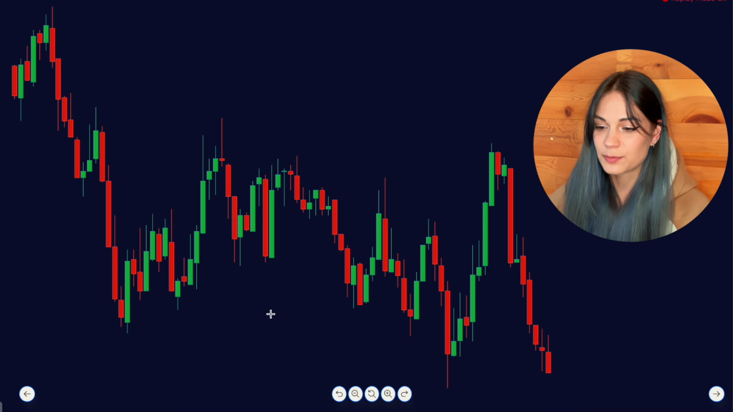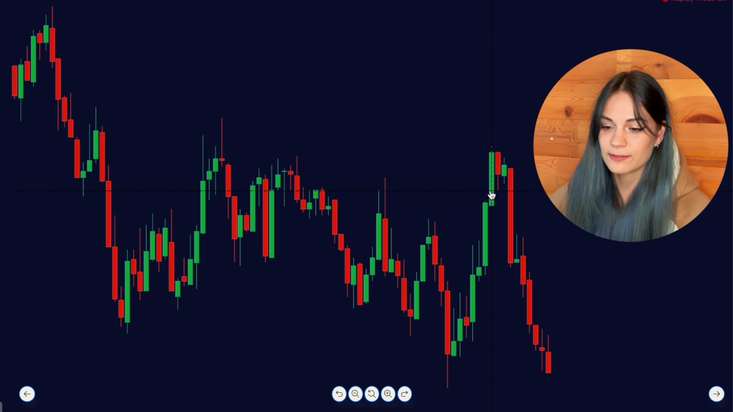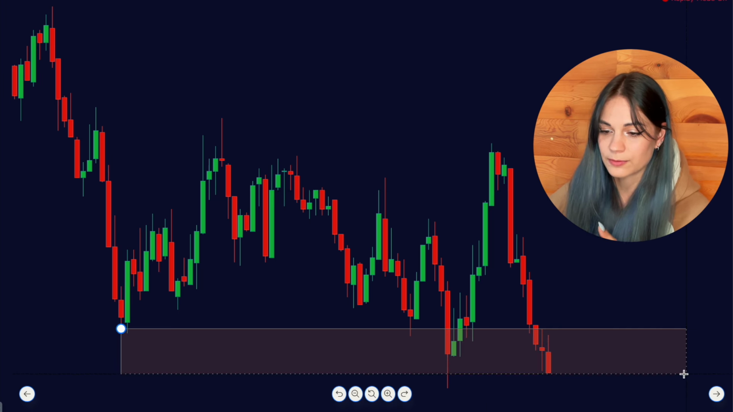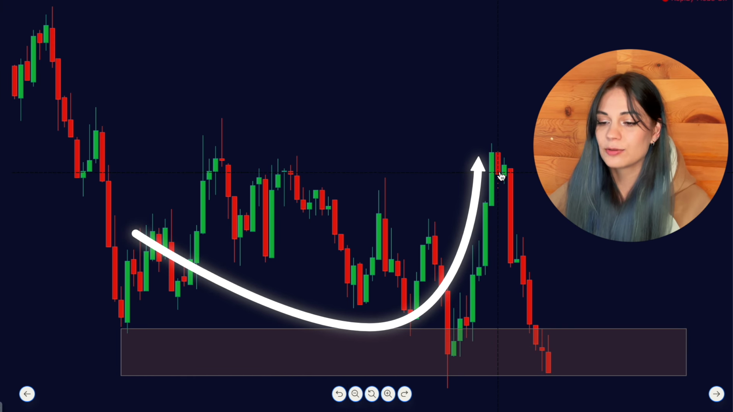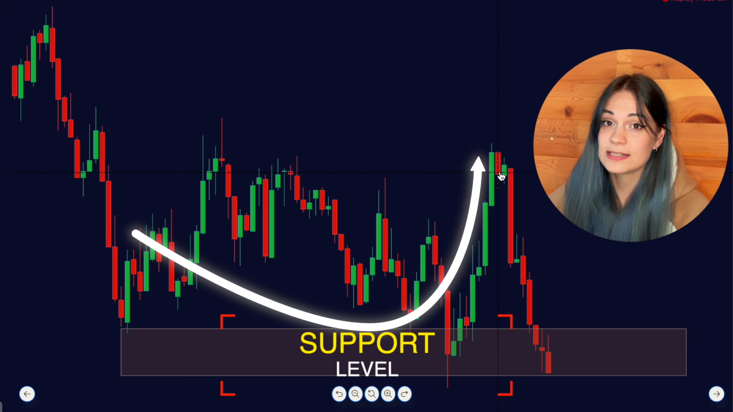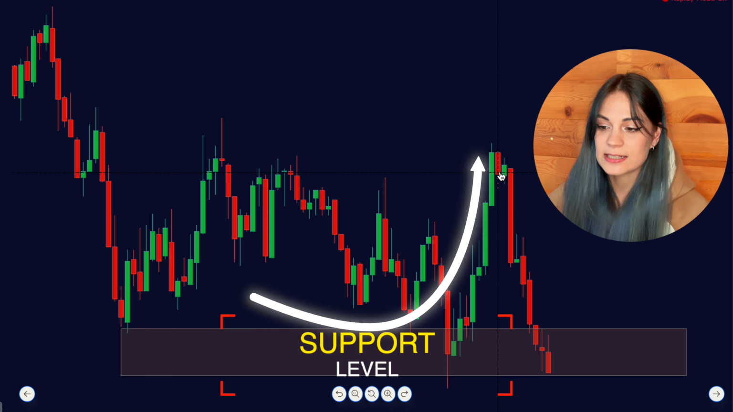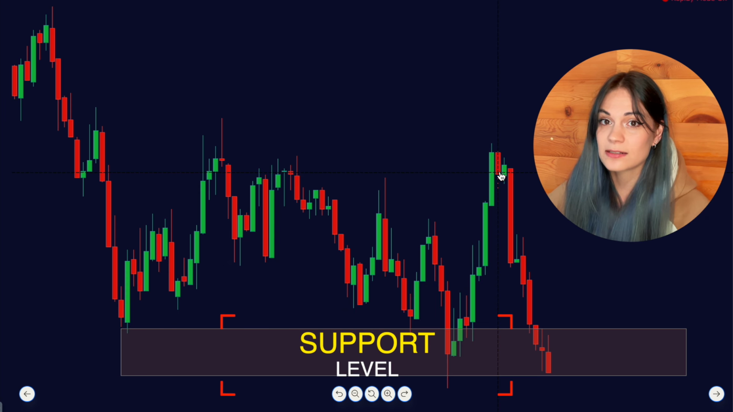Let's look at the example. So right here, you can see that the price was going down to a specific level and it was reversing its movement right here, for example. So basically price was reaching the level down and it was reversing and of course moving up. It gives us the understanding that at that point big players are interested in entering the market and moving the price up. Resistance is a complete reverse case.